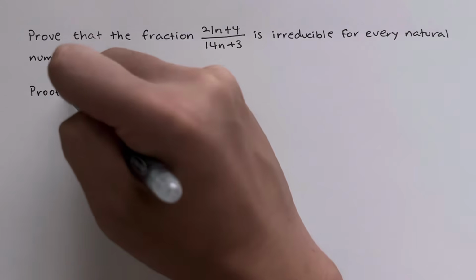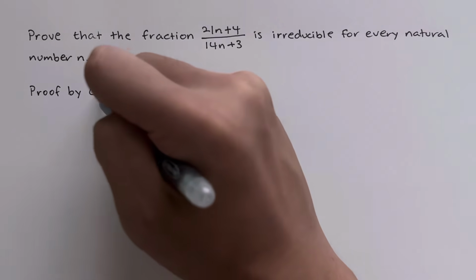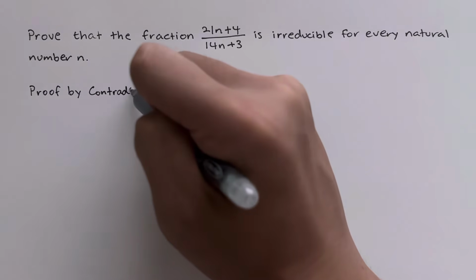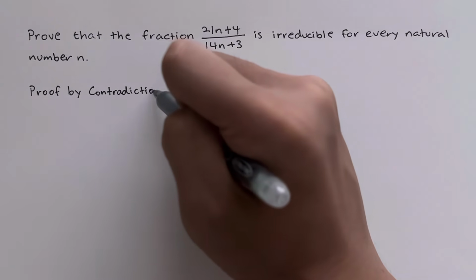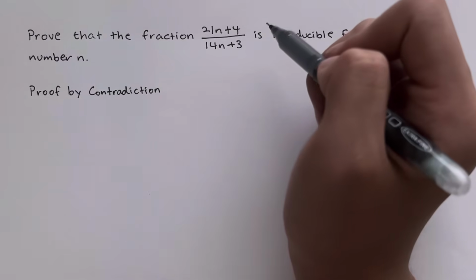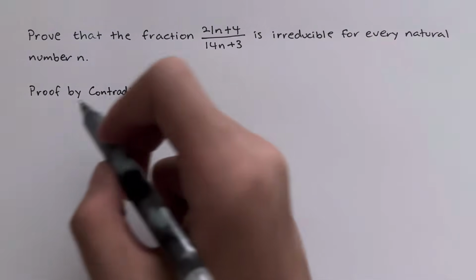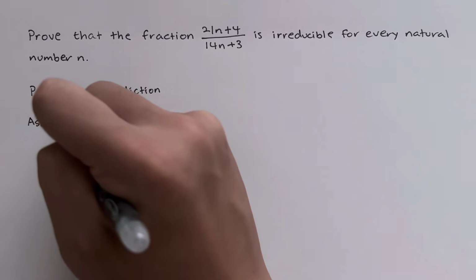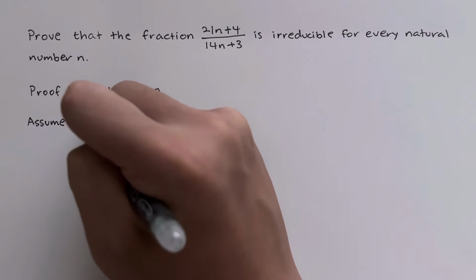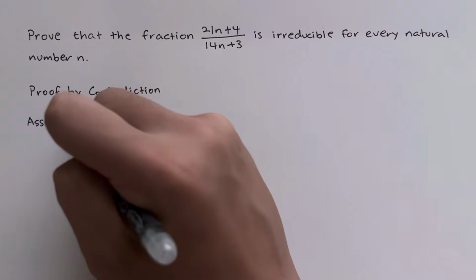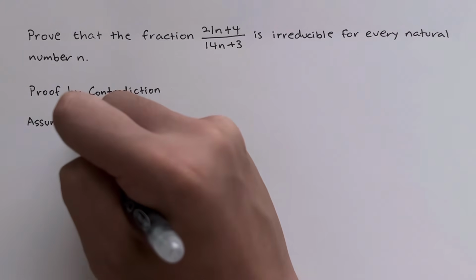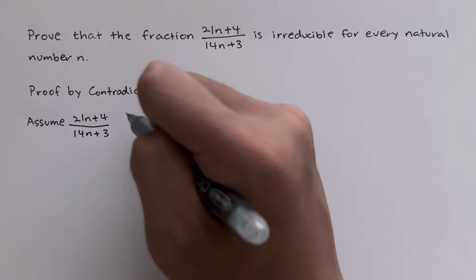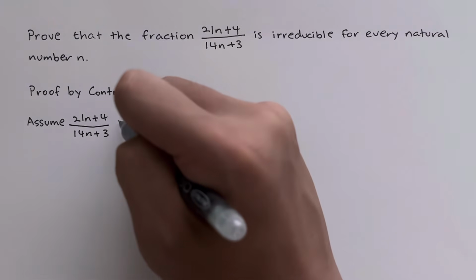Now, in proof by contradiction, we assume the opposite of what the question is asking. So we can assume that (21n + 4)/(14n + 3) is a reducible fraction.